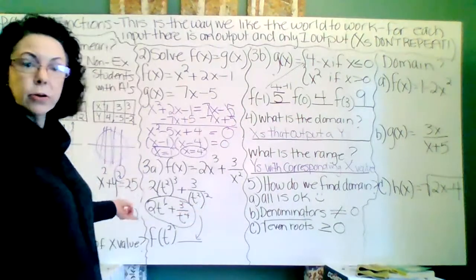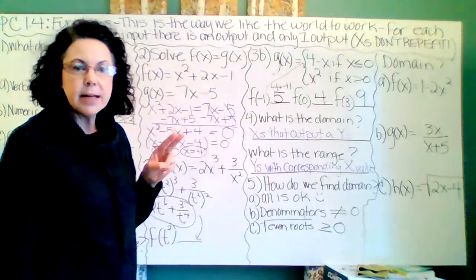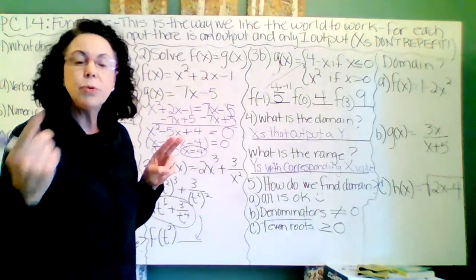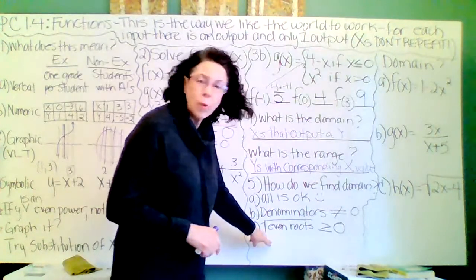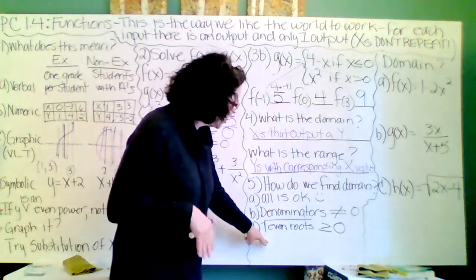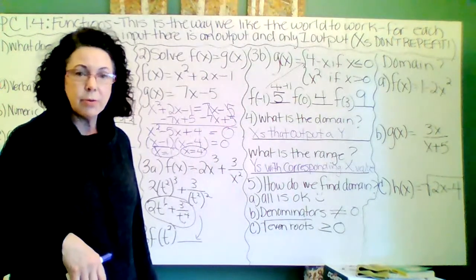Number 2, denominators cannot be 0. Okay, right, we found that earlier. Denominators can't be 0. So if we have an x that makes the denominator 0, we have to remove it from the domain. Number 3, when you have square roots in general, is what we'll see, or even roots, they have to be greater than or equal to 0, right?